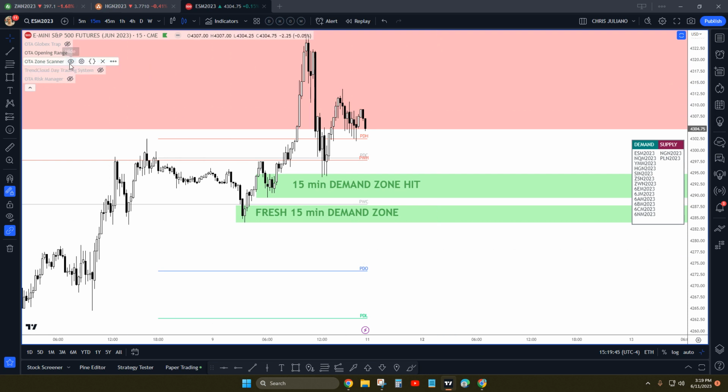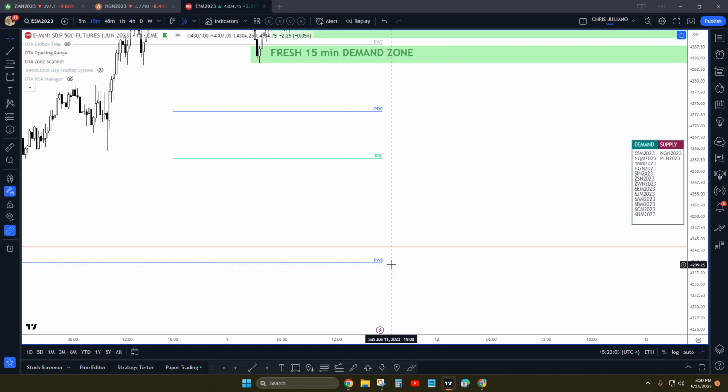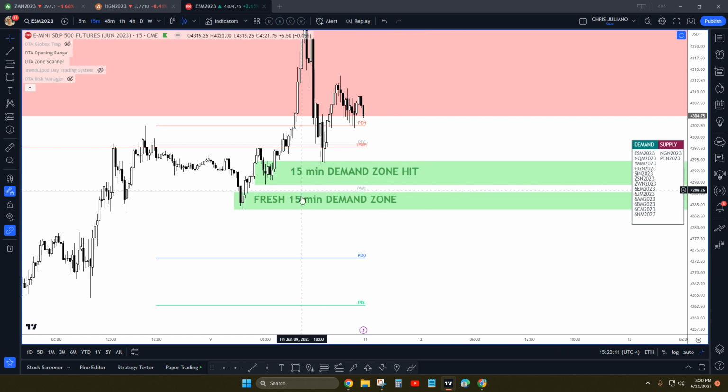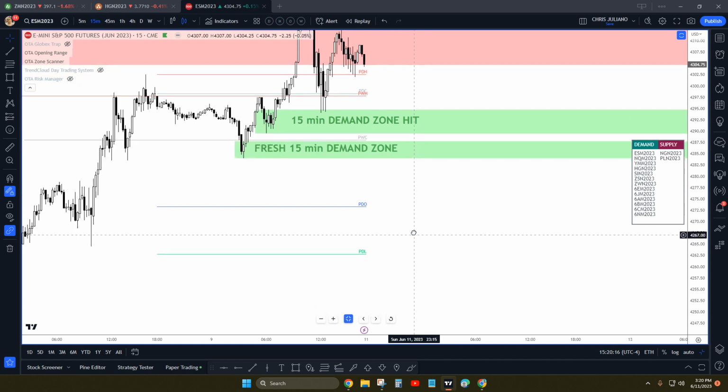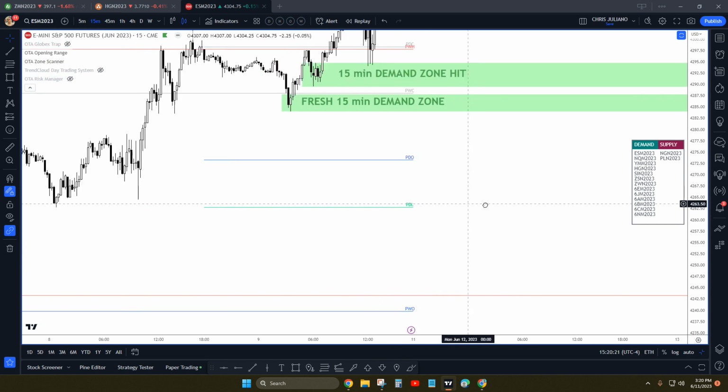Now, I also have the OTA opening range. These are all part of the OTA TradingView Tools, okay? So I've got the opening range on here. You can see them flashing. And we are well above the previous day's open and also the previous week's open. This is very powerful, guys. It's a very powerful level of support. So these zones are above all of that. They're above the previous day's open, previous day's low, and the previous week's open, okay?